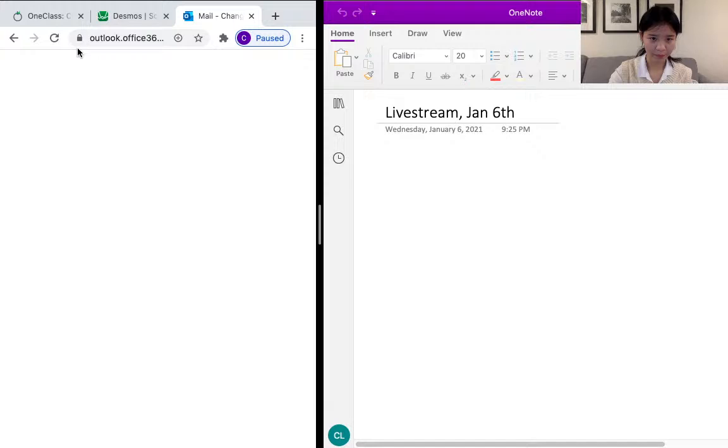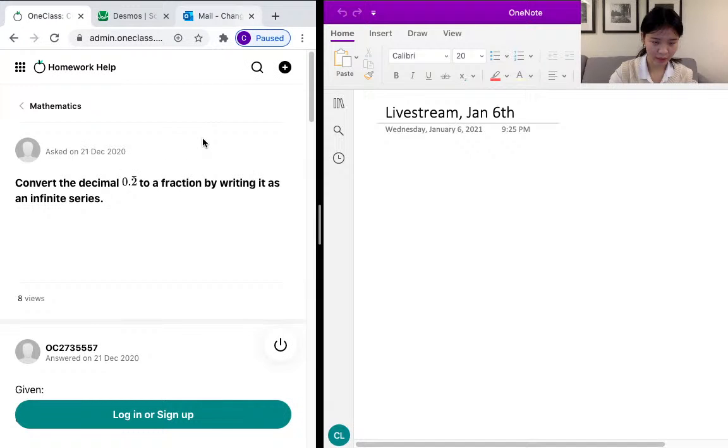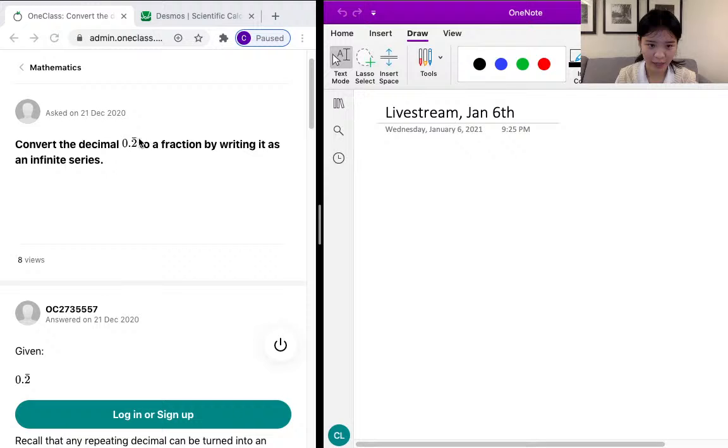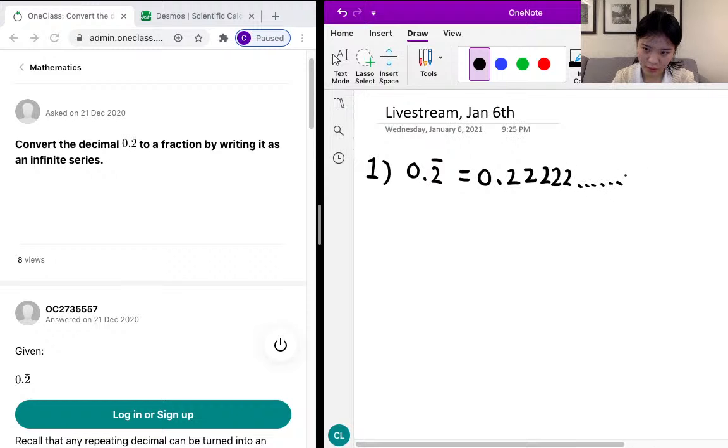Let's look at our first problem. It's asking us to convert the decimal 0.2222..., where the dash line on top of the number just means that it goes on infinitely. So it's 0.22222, and the 2 goes on infinitely. We want to convert this decimal to a fraction by writing it as an infinite series.